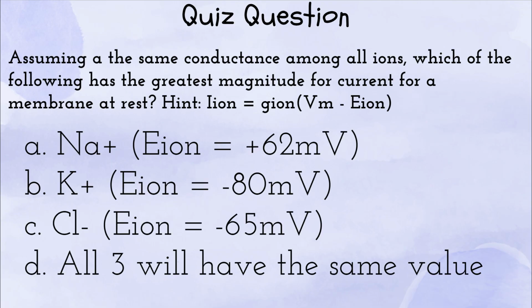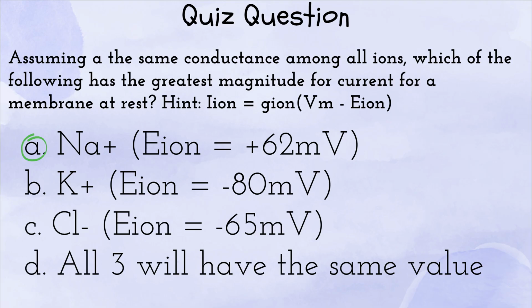Alright, time for a quiz. Assuming the same conductance among all ions, which of the following has the greatest magnitude for current for a membrane at rest? As a hint, I've given the equation you'll need to know in the question itself. A is a sodium ion with plus 62 millivolts as its E ion. B is a potassium ion with an E ion of minus 80 millivolts. C is a chloride ion with an E ion of minus 65 millivolts. And D says all three will have the same magnitude.